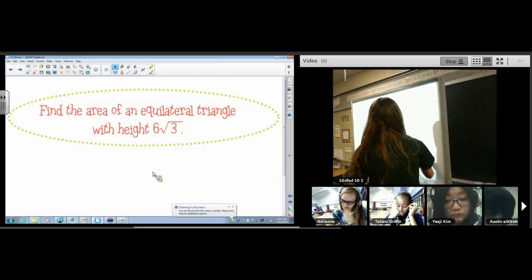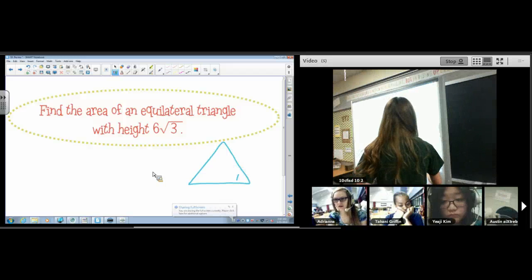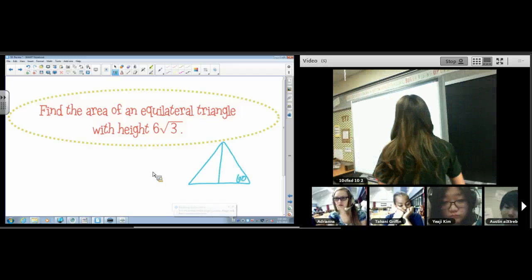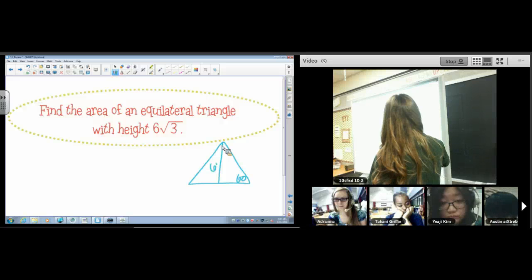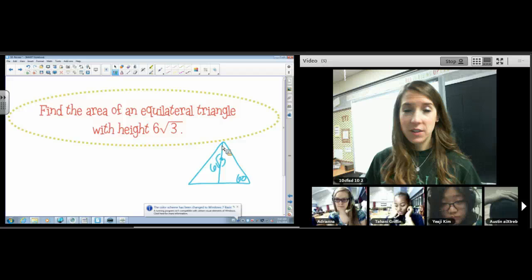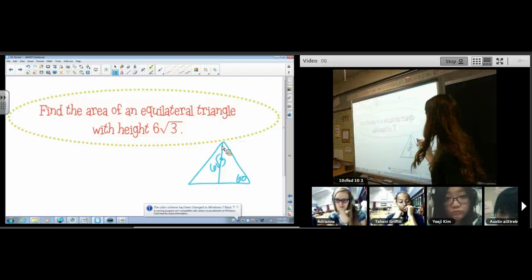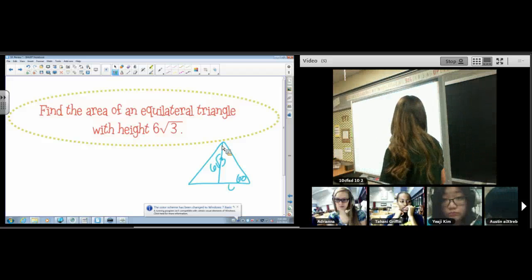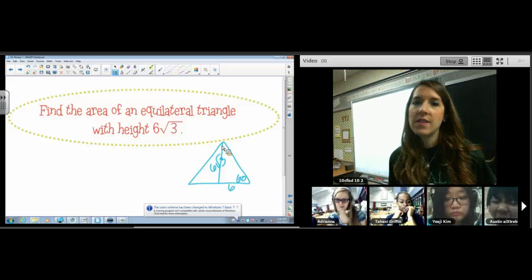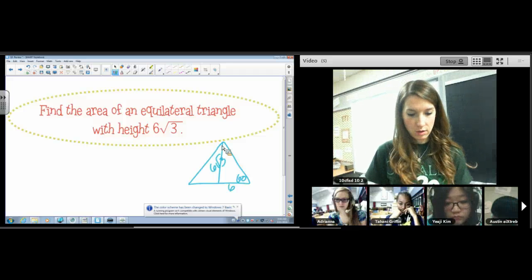So we've got an equilateral triangle, and we know the angles of that are always 60. We've got a height of 6 root 3, and we are in luck because 6 root 3 is across from 60. That is great news. So across from 30 is 6. How do you find the area of a triangle? Base times height divided by 2.